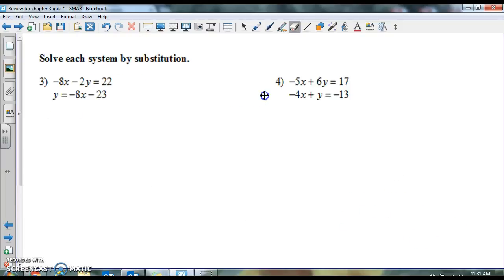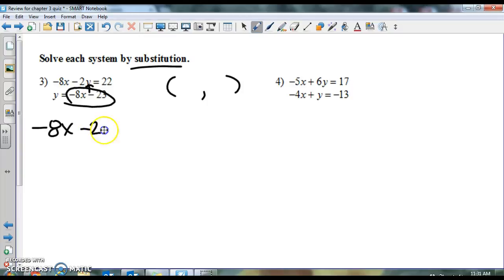Okay, so the next ones are substitution. That's number 3 and 4. So I'm going to do number 4 because it's harder, but you can go back and do number 3. Or we'll do number 3. Number 3 will be fine. So substitution, you're going to get a coordinate as your answer. You notice how this one's already solved for y, right? So you're going to take the negative 8x minus 23, and you're going to substitute it in for the y in the other equation. So I'm going to rewrite this as negative 8x minus 2. And you're going to get negative 8x minus 23 equals 22.